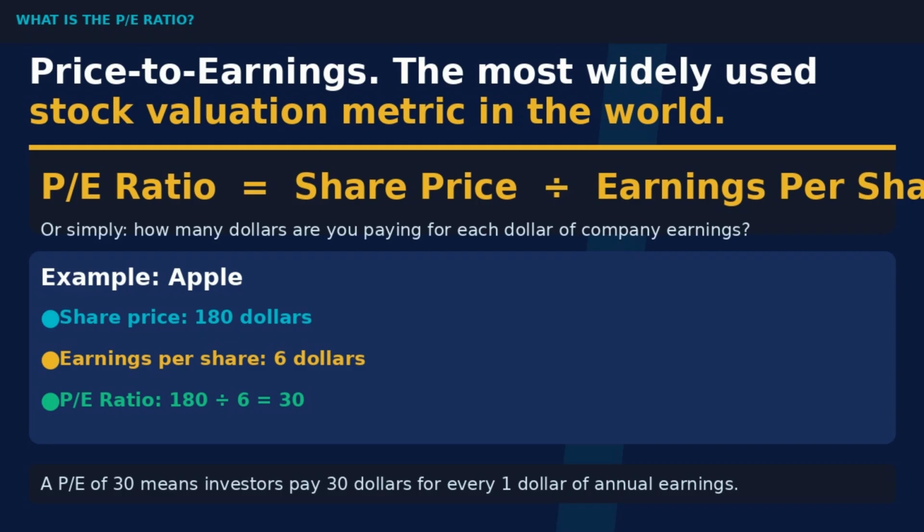PE stands for price to earnings. The formula is simple: share price divided by earnings per share. Let's use Apple as an example. If Apple stock is trading at around $180 and the company earns around $6 per share annually, the PE ratio is 180 divided by 6, which equals 30. A PE of 30 means investors are willing to pay $30 for every $1 of Apple's annual earnings. You can think of it as the market's price tag on the company's profits. The higher the PE, the more expensive the stock is relative to what it earns.